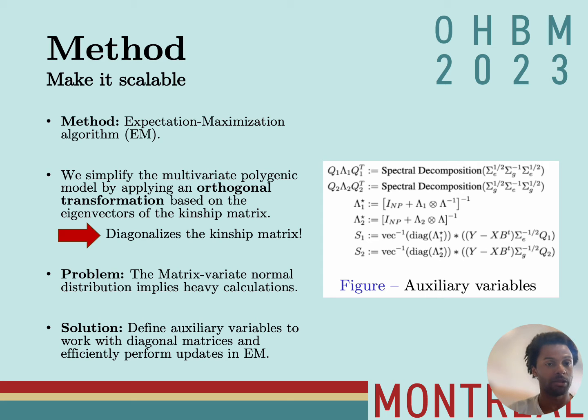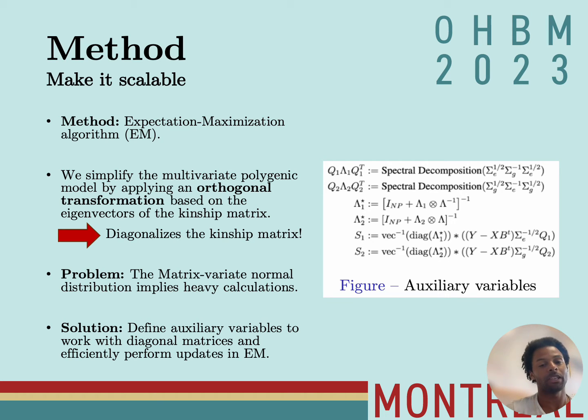So first, the method we're using is the expectation maximization, or EM, algorithm. Now step one to make it scalable is to actually simplify the model I was showing before, the linear mixed effect model, by applying an orthogonal transformation based on the eigenvectors of the kinship matrix. So it allows us to diagonalize the kinship matrix, and working with diagonal matrices is always easier in terms of calculation.